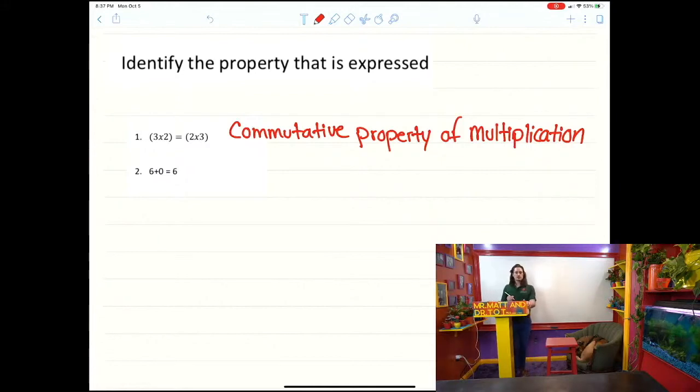If there are any questions, please let me know. Otherwise, I'd like you to identify which property is being used in numbers 3 and 4. I'll give you 2 minutes.